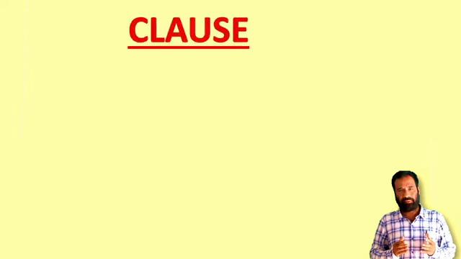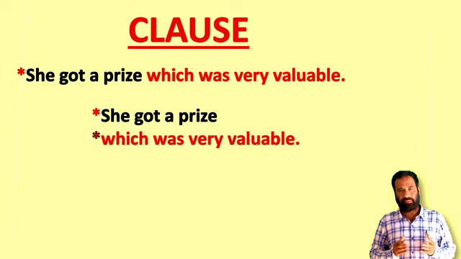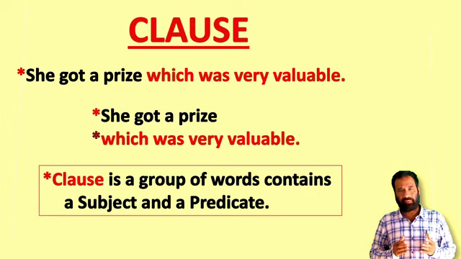Clause. Knowing about clause is very important in understanding simple, compound, complex sentences. Observe the sentence. She got a prize which was very valuable. This sentence has two parts. She got a prize, one part, which was very valuable, another part. Both parts have subjects and predicates. This type of parts are called clauses. A clause is a group of words that contains a subject and a predicate.